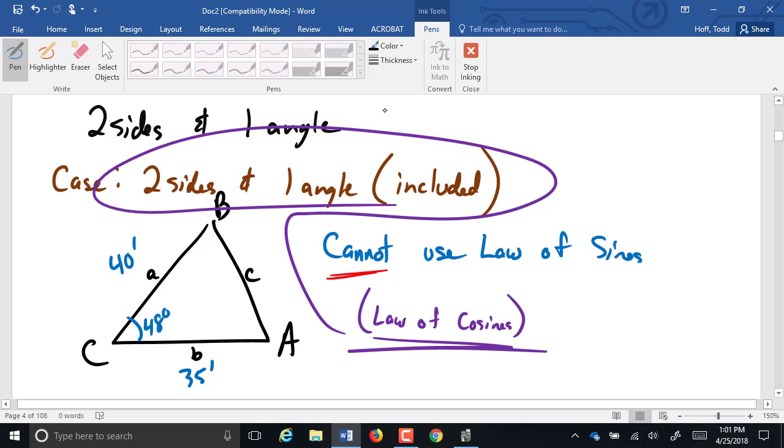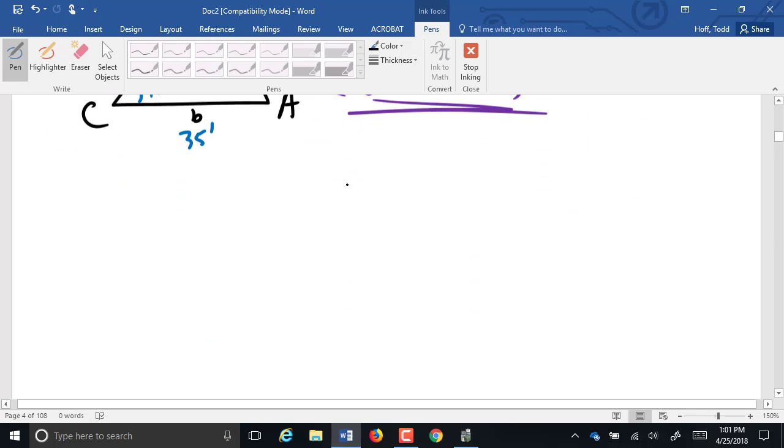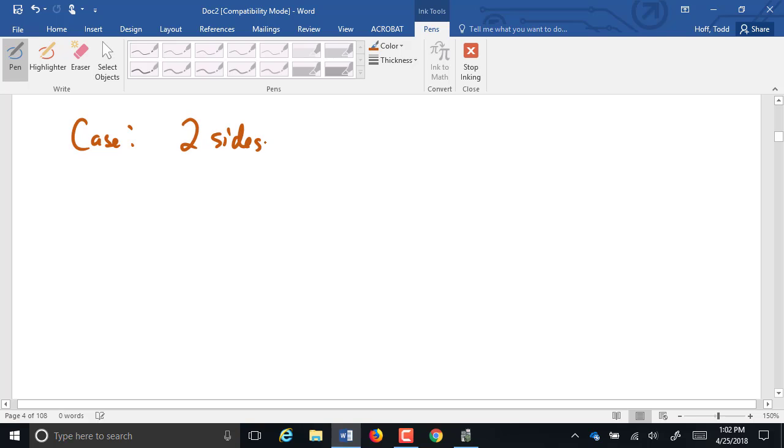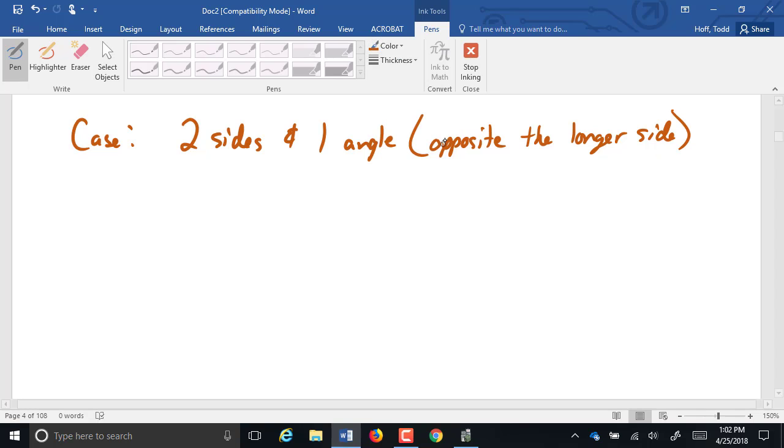However, the complications with having two sides and one angle don't end there. So we're going to have another case here. And in this case, we have two sides and one angle, and our angle is opposite the longer side. The reason I stress longer is that's very important. Since the longer side is the opposite side, we're good to go.